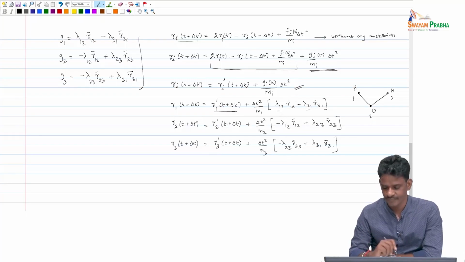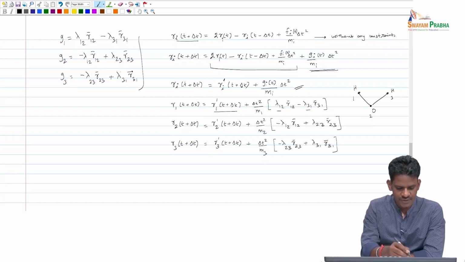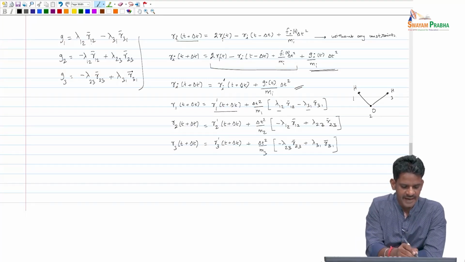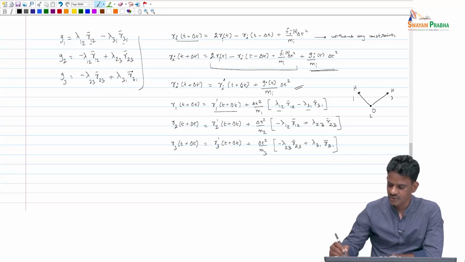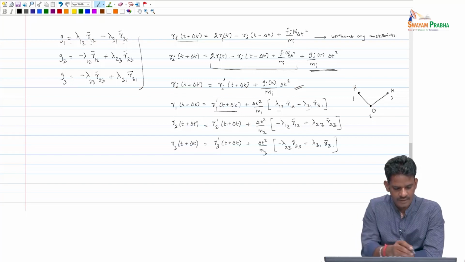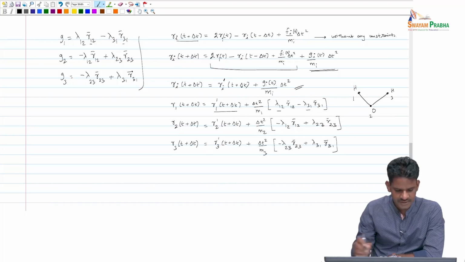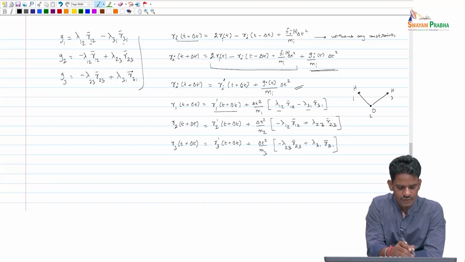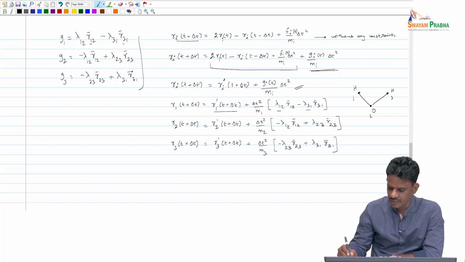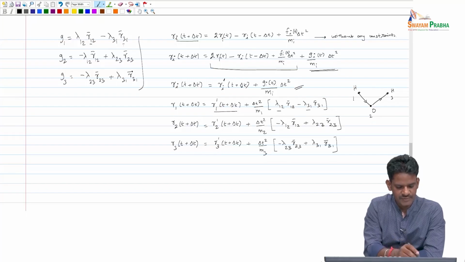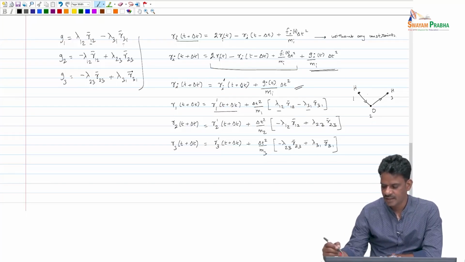We need to determine those. You can see that these constraint forces G1, G2, G3 all act along the bond vectors R12, R31, etc. In this particular molecule, G1 here is a vectorial sum of R12 and R31. Similarly G2 and G3 are all net sums of the forces acting along the bond lengths.